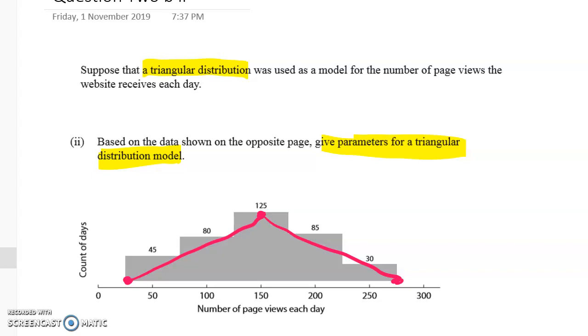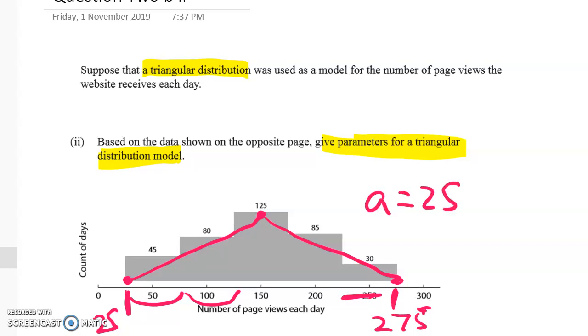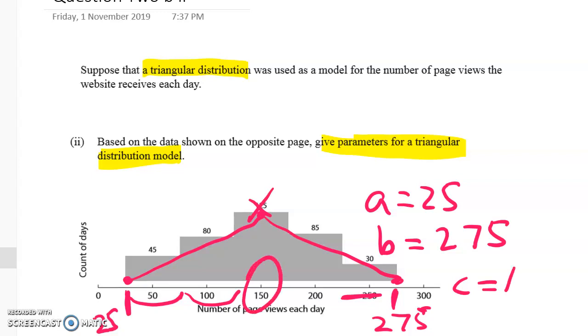I'm going from the minimum value to the maximum value. You can see that each of these groups is 50 wide. So this one starts at 25, and this maximum one here goes up to 275. So I'm going to have A is 25, B is 275, and C is not 125, it's 150.